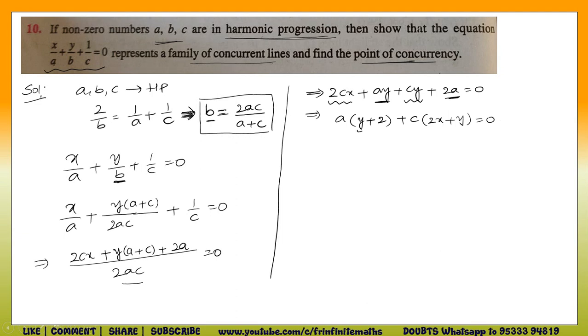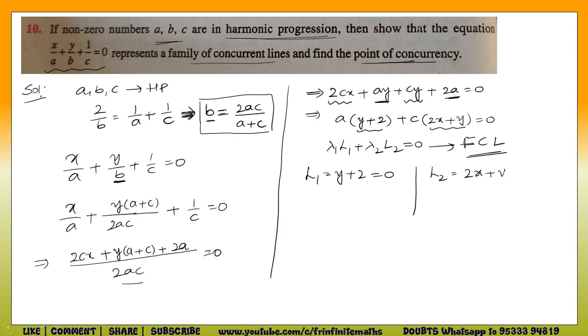Now if you observe this, these are 2 line equations. So I can write it as lambda 1 into L1 plus lambda 2 into L2 is equal to 0. That means these represent a family of concurrent lines. From this, what is L1? L1 is y plus 2, which is equal to 0, and L2 is 2x plus y, which is equal to 0. On solving these 2 line equations, we are going to get the point of concurrency.